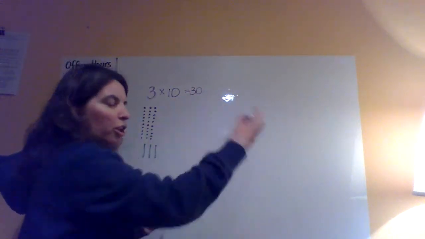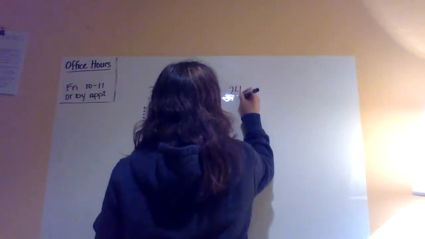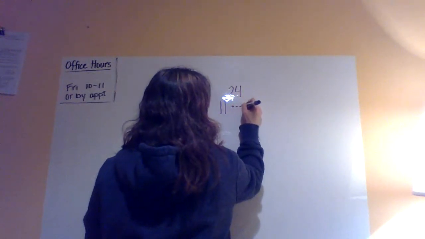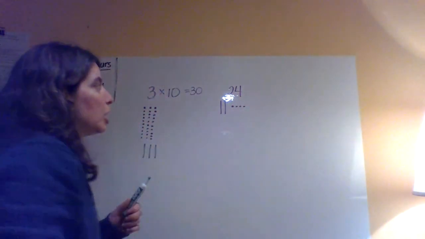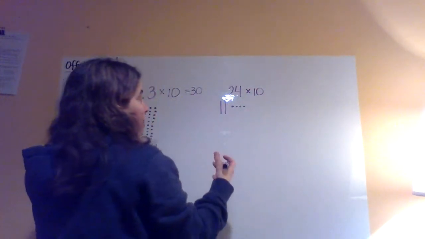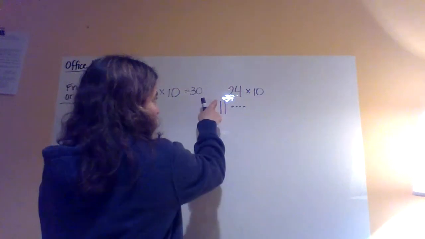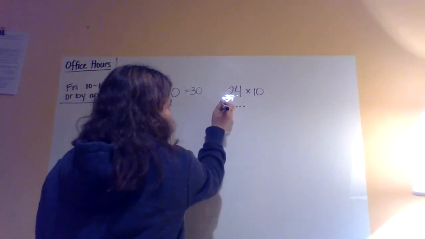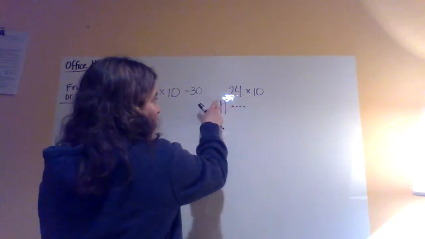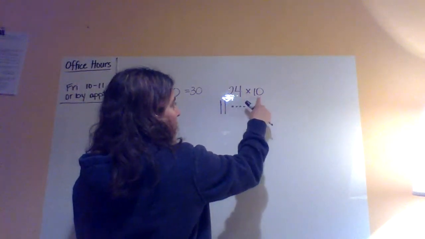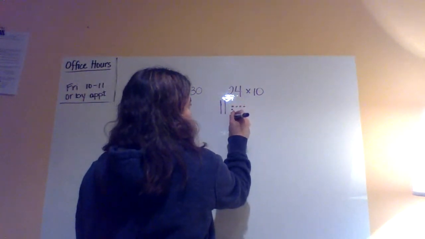We're just going to look at a couple of examples, then we're going to pull together what we're doing here. Let's say I have 24. Again, I could say that's 2 rods and 4 units. If I multiply this by 10, we could think of it as 24 groups of 10. Each of the 24 individual units becomes a group of 10. Or we could think about it as the 4 ones each becoming a group of 10.